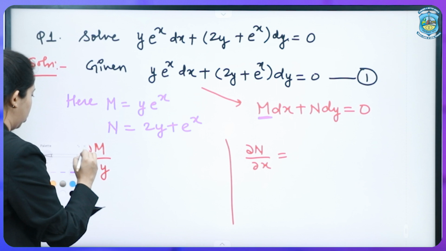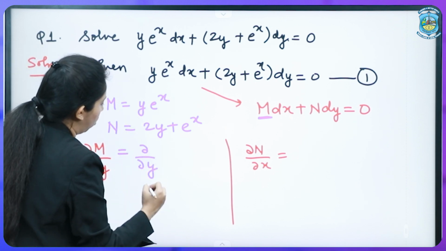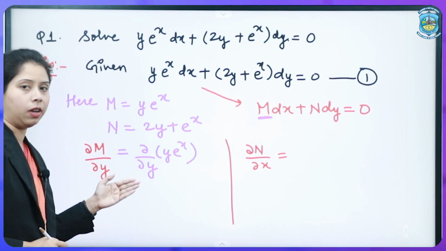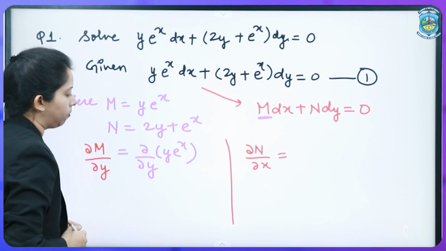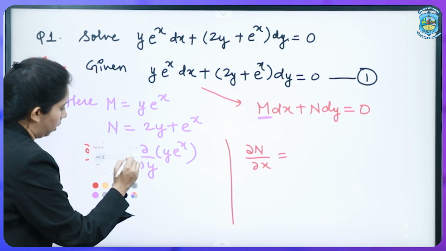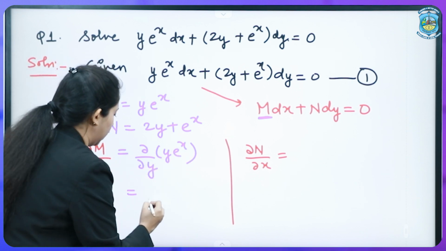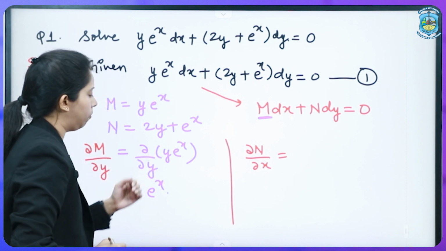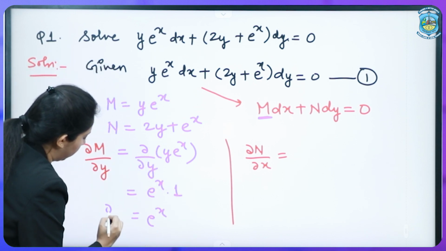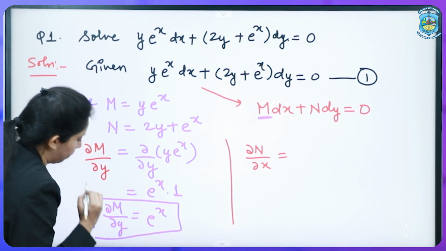So while differentiating M, we can write it as ∂/∂y of (y e^x). So you can see here we have to partially differentiate the given function with respect to y. Since we are partially differentiating the function, e^x will be treated as constant, and differentiation of y with respect to y is 1. So the value of ∂M/∂y is e^x.